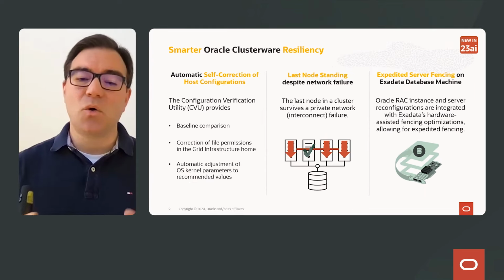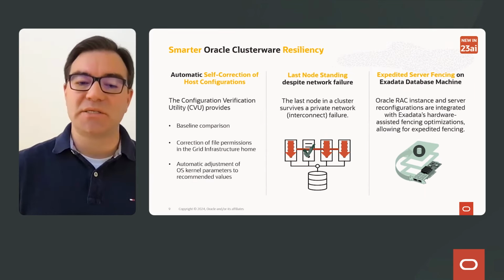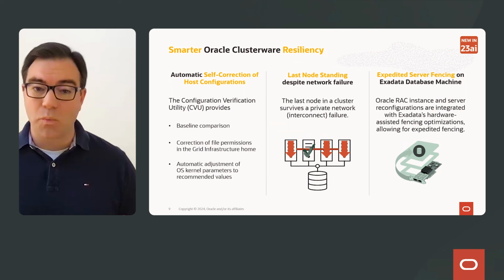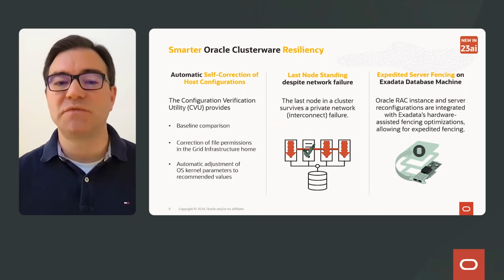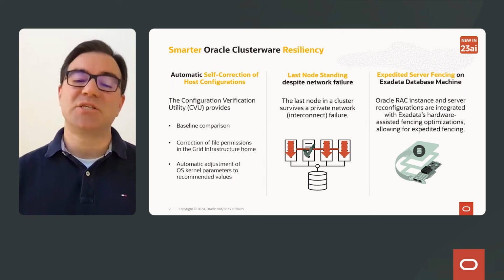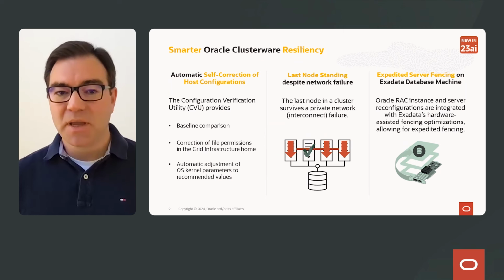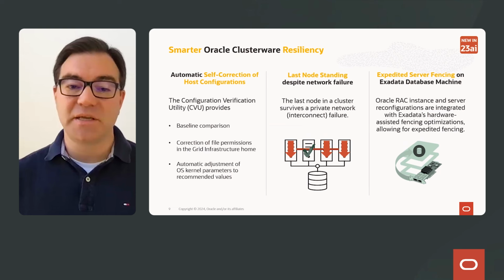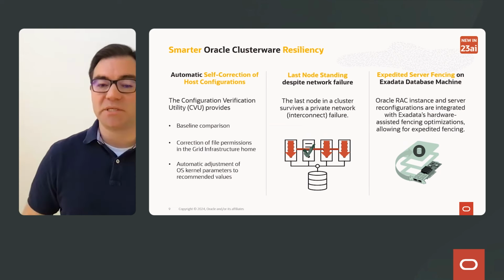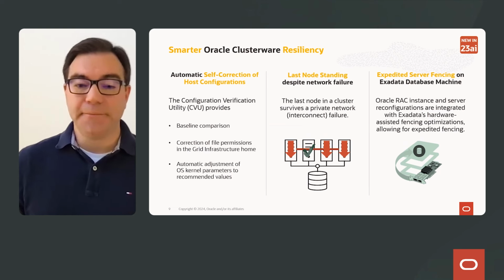It provides or enables the last node in a cluster to survive a private network, or what we call interconnect, failure. And you may think that this is something that we should have done years ago. The problem is that the smartness behind this feature needed to be developed and be executed at the moment of fencing. And that's why we have this feature with Oracle Database 23 AI.